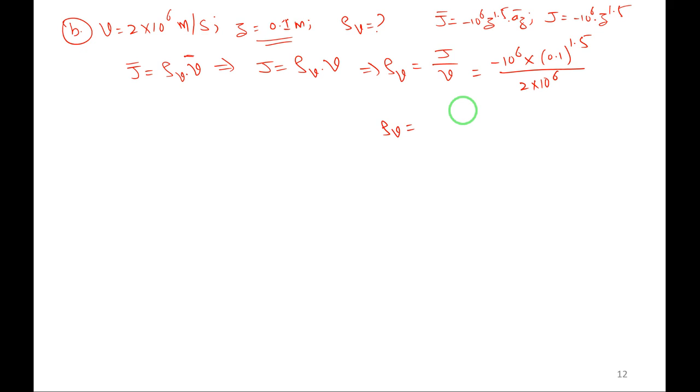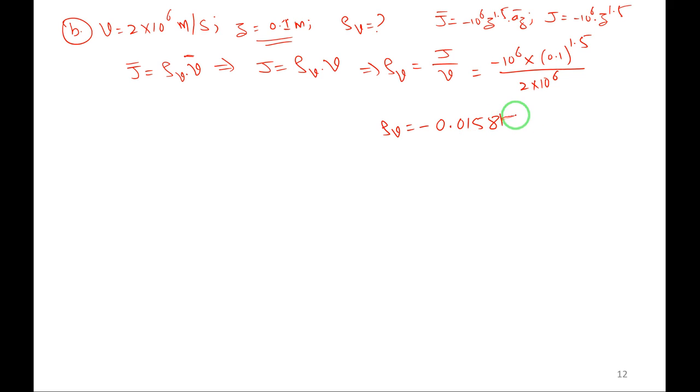So let me calculate, minus, open bracket, minus 10 to the power of 6 into open bracket 0.1 to the power of 1.5 close bracket. So I'll calculate this first, divided by 2 exponential 6. So I'm getting it as minus 0.0158.